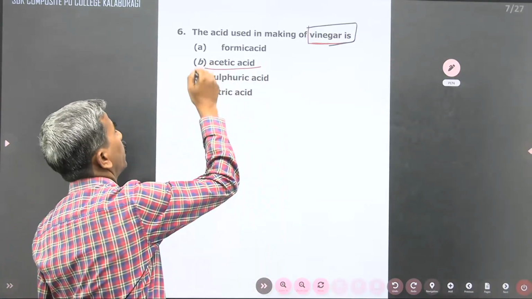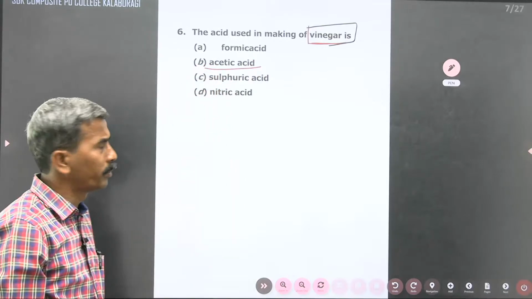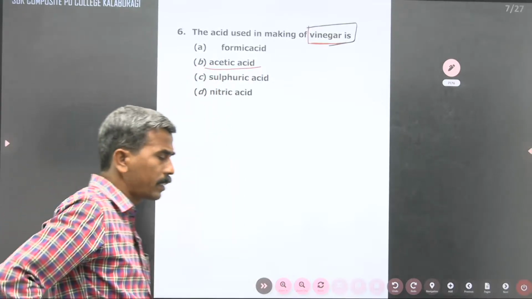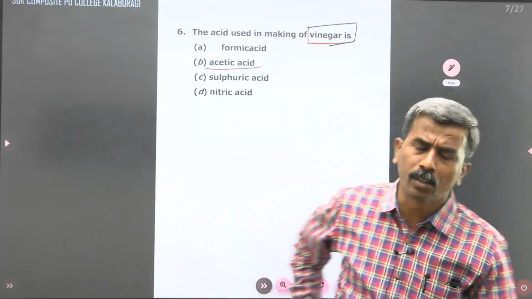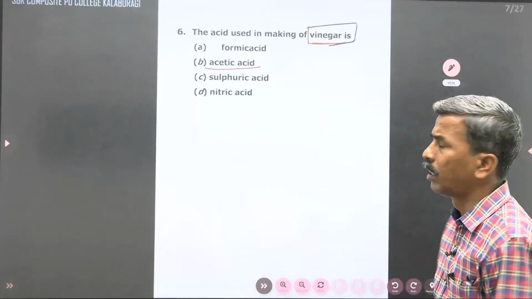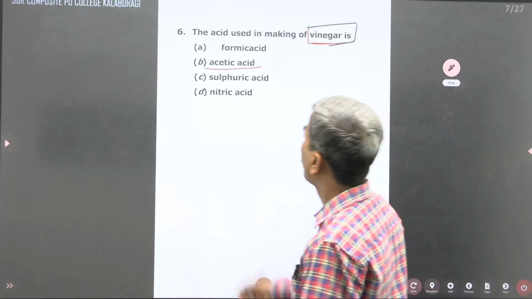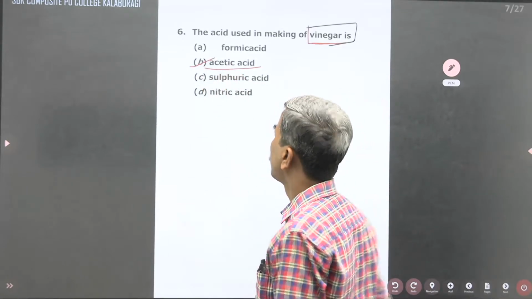Sulfuric acid and nitric acid are mineral acids, and formic acid is found in red ants. So based on that, for question number 6, D is the correct option.